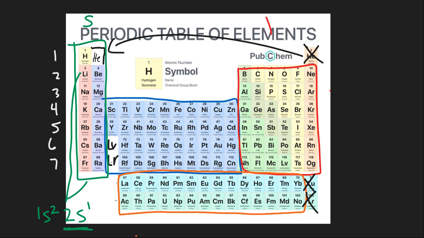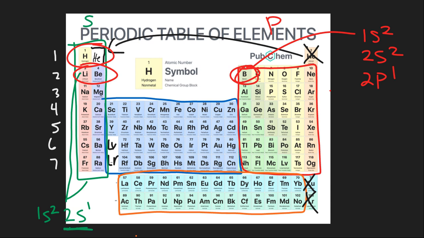This section here is the p section. So if we take something like boron here, we're going to go 1s2, 2s2, and then we're going to end here on 2p1.